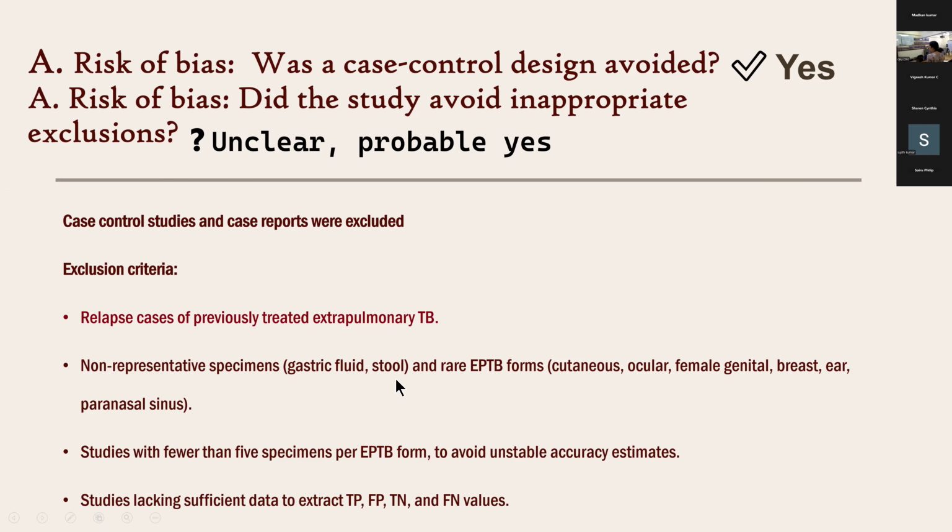And if they had fewer than 5, so for example, lymph node TB, only 4 patients had lymph node TB, then that was excluded, which seems reasonable. And if they were not able to extract a 2x2 table, these were excluded. So overall, I think some concern, but it's probably a reasonable exclusion criteria.